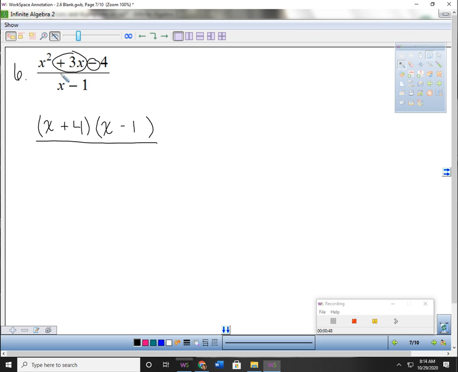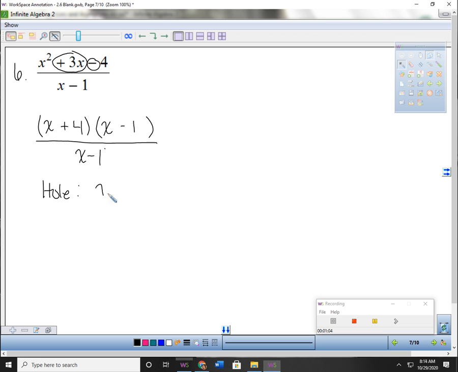And then the bottom, I can't do anything with that, so x minus 1. So I see that I have a common factor between the top and the bottom, which is the x minus 1, which means that gives me a hole. All right, so I have a hole.